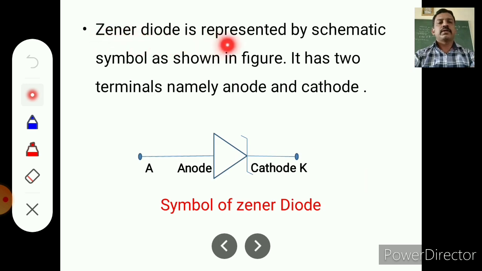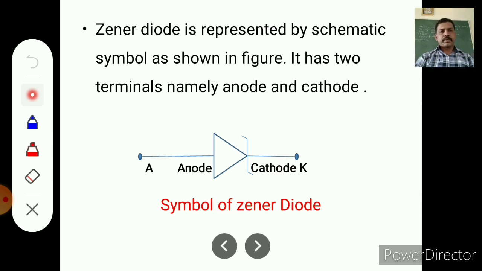Zener diode is represented by a schematic symbol as shown in the figure. It has two terminals, namely anode and cathode. So this is the symbol of Zener diode. Just like a simple diode, an arrow is there, and at the tip of that arrow a Z-like structure is there, so that is the cathode. So this is the symbol of Zener diode.